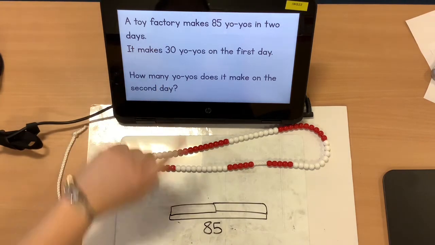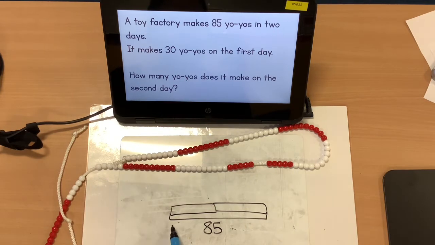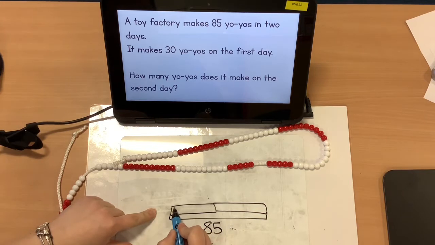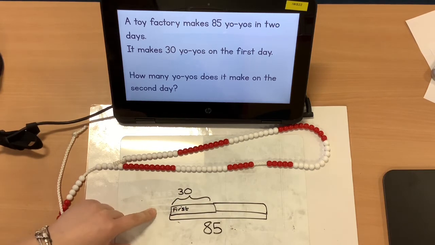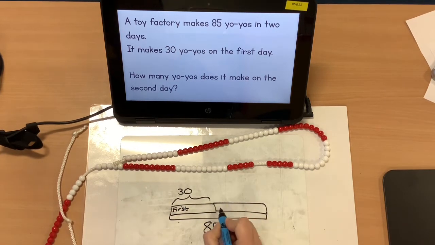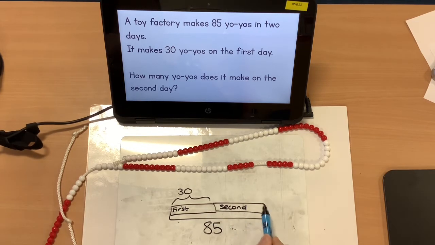Now I've got some of the information in the problem. I know that 85 is made across 2 days, but I also know that in the first day, if I call this the first day, I know that there were 30 made. Here, I know that this represents the second day. Now, can anybody spot how to work out how many were made on that second day? Because that's what the question's asking us. How many yo-yos does the factory make on the second day?